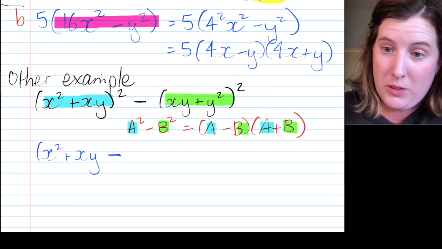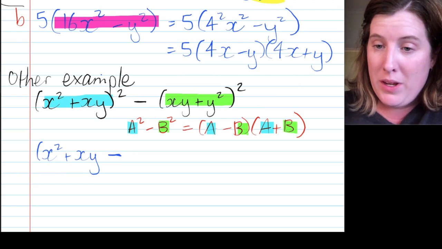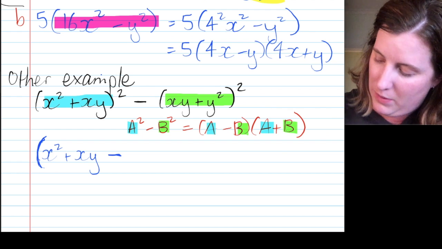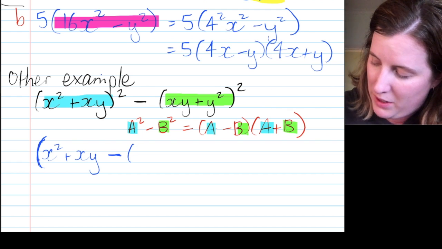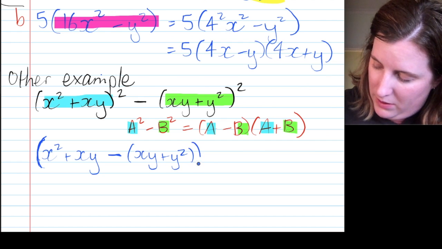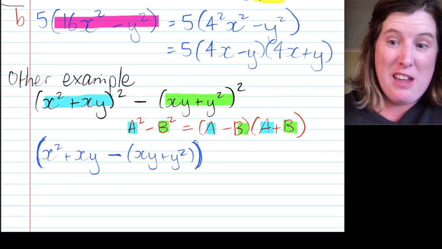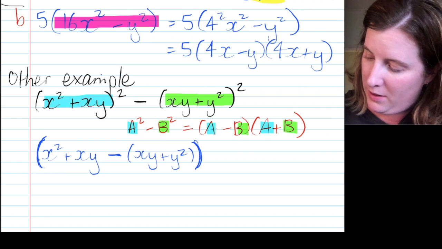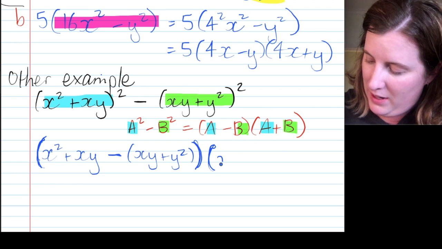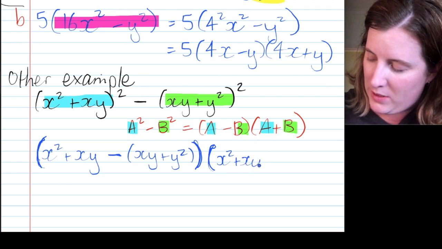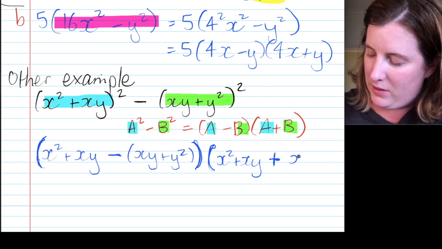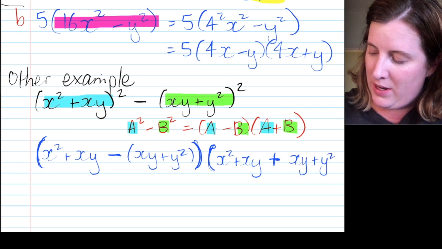And I'm going to put it in brackets because whenever I minus something that's more than one term, I like to put it in brackets so I don't forget to change my signs, which means I want these outside brackets to be slightly bigger so they're obvious to me. xy plus y squared. So that's my a minus b brackets. And then my a plus b brackets will be x squared plus xy, that's a, plus my b is xy plus y squared.